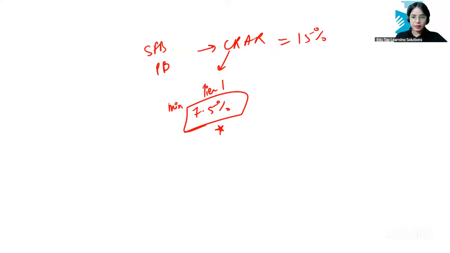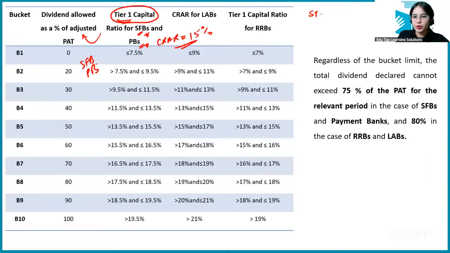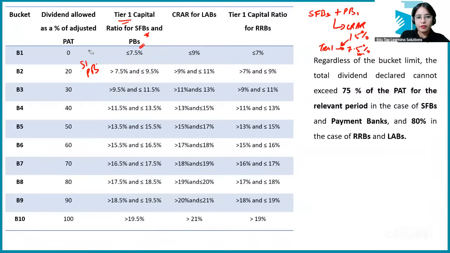But the tier 1, let me write it here so that you will get it in the annotated PDF. Small finance bank and the payment banks, they need to maintain the CRAR of 15%. Under the CRAR, their tier 1 capital requirement is minimum 7.5%. Let's say that the small finance bank and the payment bank, they only have 7.5% of tier 1 capital.